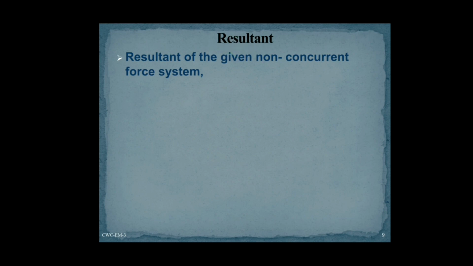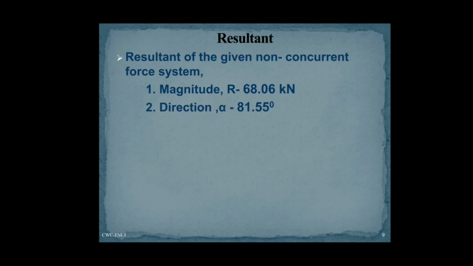So the resultant of this given non-concurrent force system we can define by the magnitude R equal to 68.06 kilonewton, direction alpha equal to 81.55 degree, and the point on the line of action, that is x equal to 3.33 meter from the point A. So this defines the resultant completely.